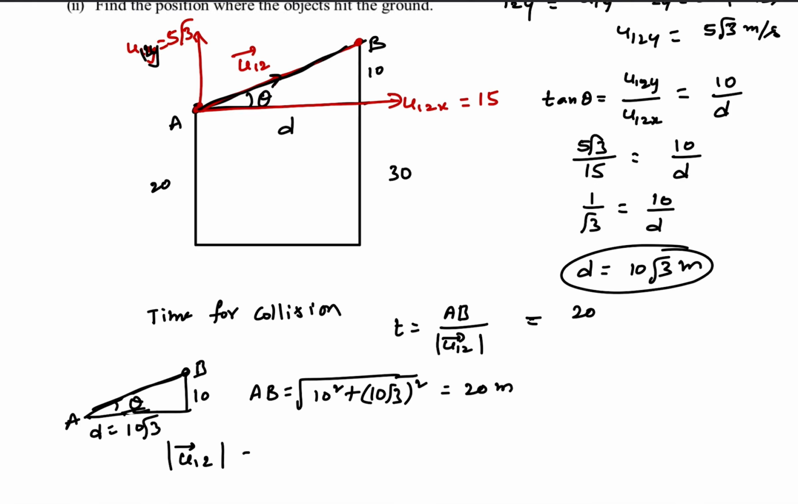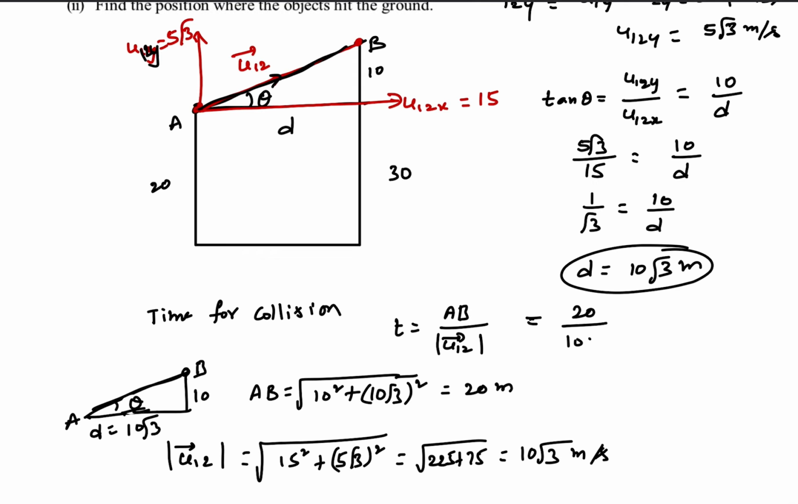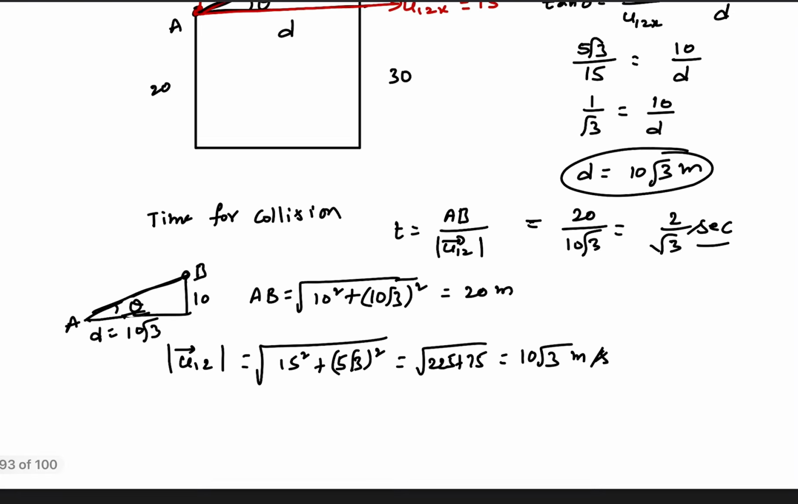AB value is 20. What is the u12 magnitude? u12 magnitude is under root of 15 squared plus 5 root 3 whole squared. 15 squared is 225 plus 75, and we get 10 root 3 meters per second. Substituting, 20 divided by 10 root 3, you get 2 by root 3 seconds for them to collide.